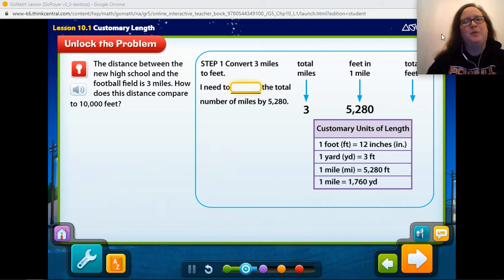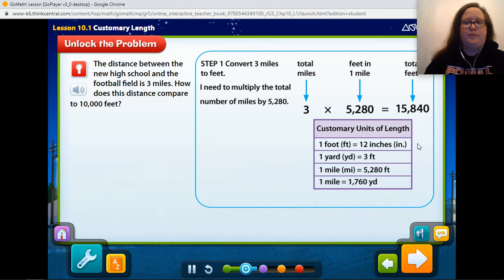When converting a larger unit to a smaller unit, the number of units is going to be more, so you're going to multiply. When converting a larger unit to a smaller unit, you would multiply. So let's multiply the total number of miles by the number of feet in 1 mile to solve for total feet. Let's solve the equation. What is 3 multiplied by 5,280? So you multiply and get 3 miles is equal to 15,840 feet.